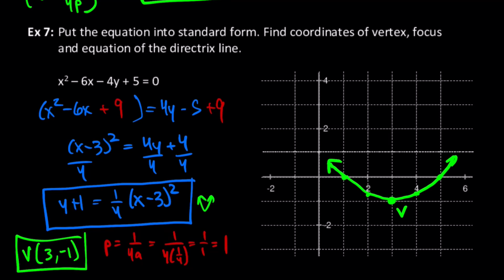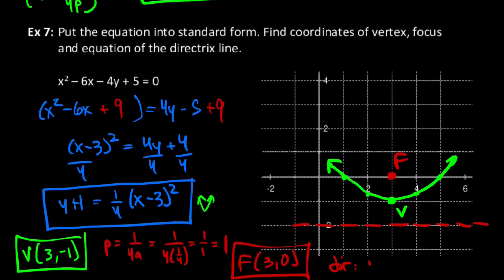The focus is going to be inside the parabola, 1 unit away from the vertex. So there's your focus. The directrix line will be 1 unit away on the other side, and this will be a horizontal line. So the coordinates of your focus are 3, 0, and the equation of your directrix line is going to be y equals, because it's a horizontal line, and it's just y equals -2.